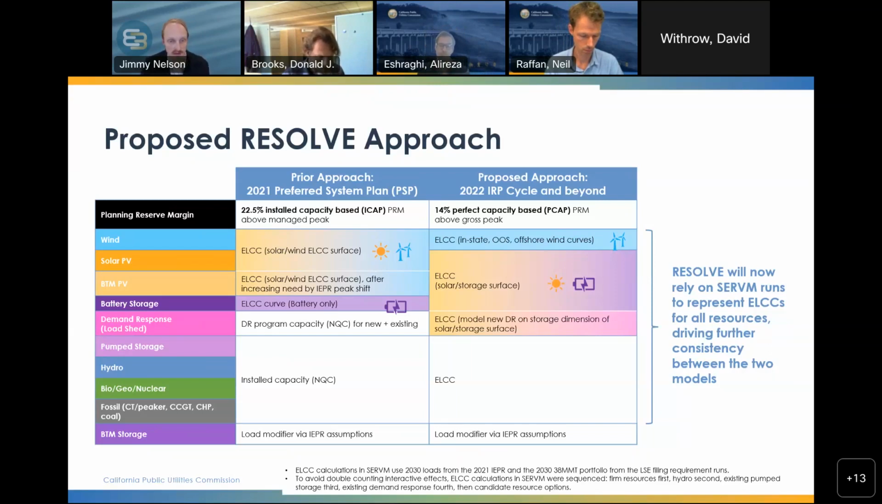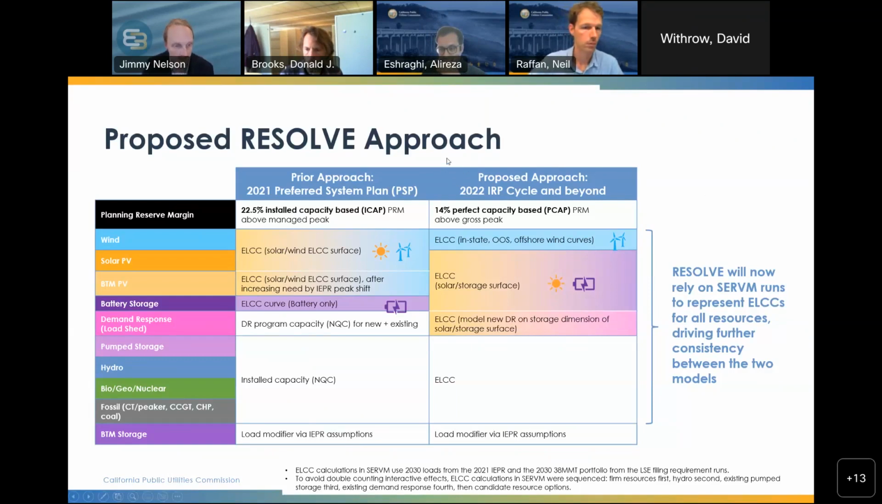And then on the right column, it's where we're proposing to go. So first, switching from ICAP to PCAP PRM. And then what we've seen in a lot of different work and in a lot of different areas, especially in California, is a strong diversity interaction between solar and storage capacity contribution. So we think it's important to capture that endogenously in the model, and therefore shift to a solar storage ELCC surface, which I'll talk about in a bit, and shift away from the old solar wind ELCC surface, which we've had for quite some time.